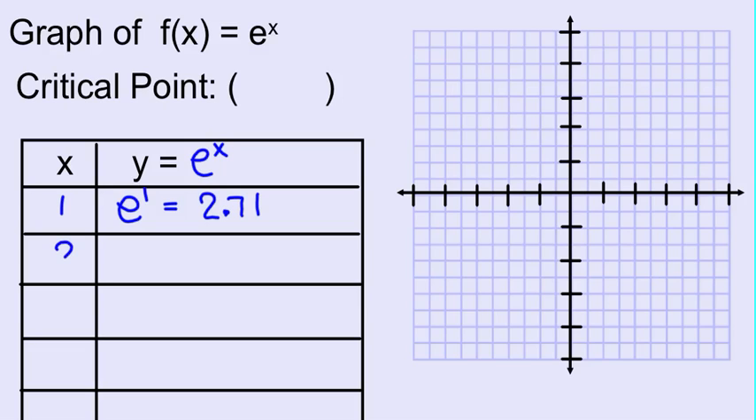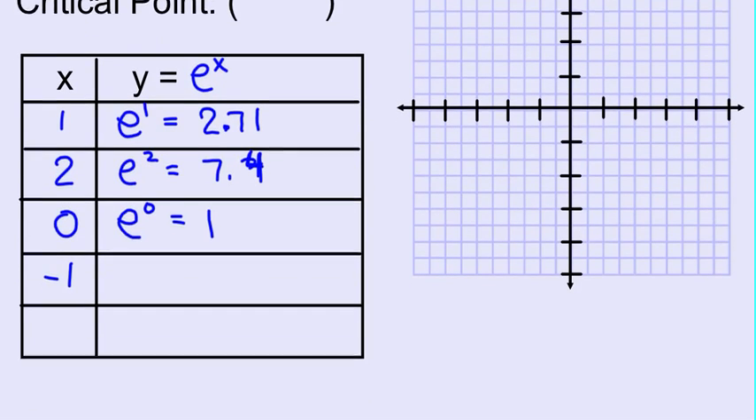Now let's just do 2. That means e squared, which is 7.4. We'll round it to the nearest tenths. Now let's go to 0. So anything raised to the 0 power is 1. Go to -1. And then we'll go to -2.